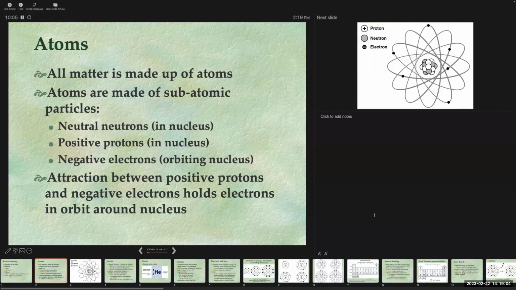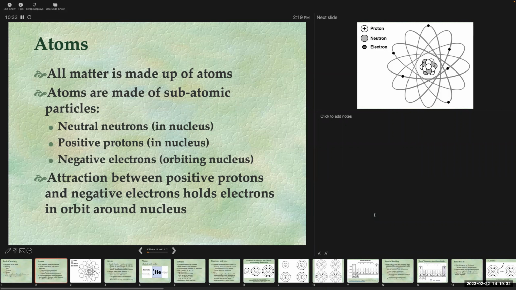And then outside of the nucleus, you have electrons that are orbiting. And originally people thought it was kind of like the planets orbiting the sun. Not exactly like that, but it's a good way to think about it. You've got your protons and neutrons in the center, kind of like the sun in our solar system, with all of these electrons whizzing around in orbits surrounding the nucleus. And these electrons are negatively charged.